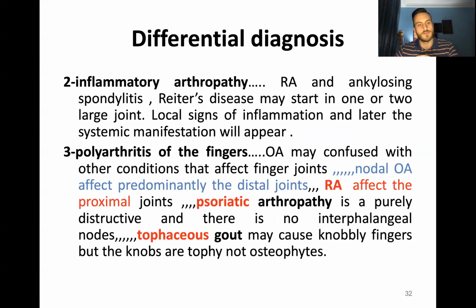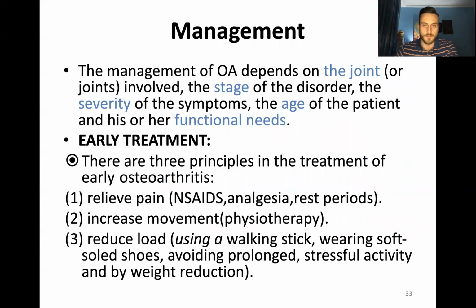Differential diagnosis. So we're done with avascular necrosis; there are also inflammatory arthropathies like rheumatoid arthritis, Reiter's disease, polyarthritis. You can think about psoriatic arthritis, gout, and so on.